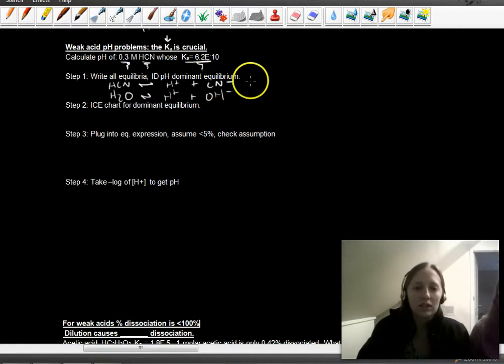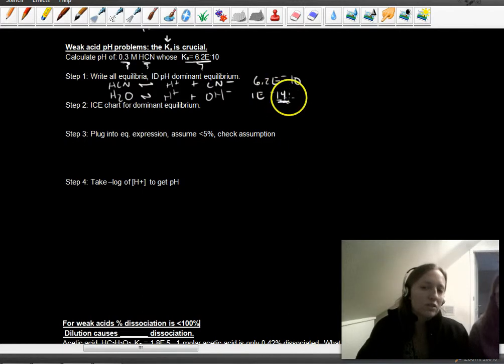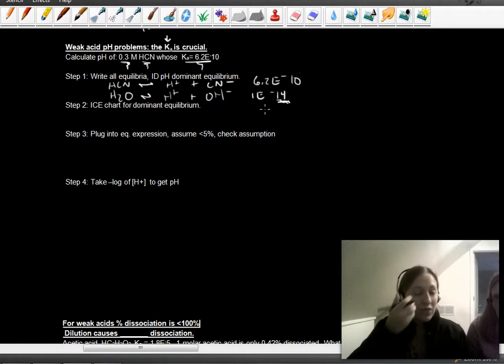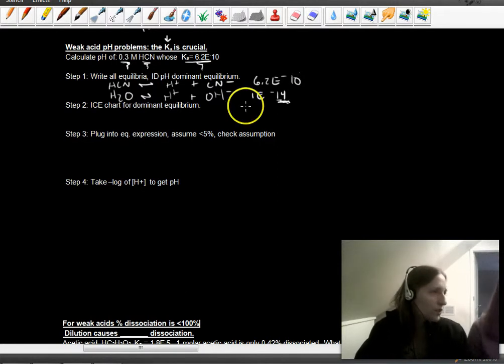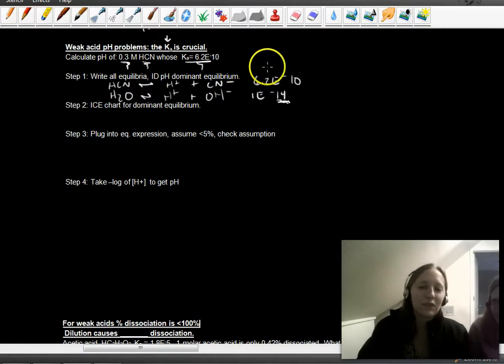So this one is 6.2 e to the negative 10, and this one is 1 e to the negative 14. You can see that this one is 4 decimals less important than this one. So that's kind of 10,000 times less relevant. So we need to account for it? No, you don't. There's a significant enough difference that this one is the dominant equilibrium. This one would show up and be relevant if, for example, all of this stuff disappeared.